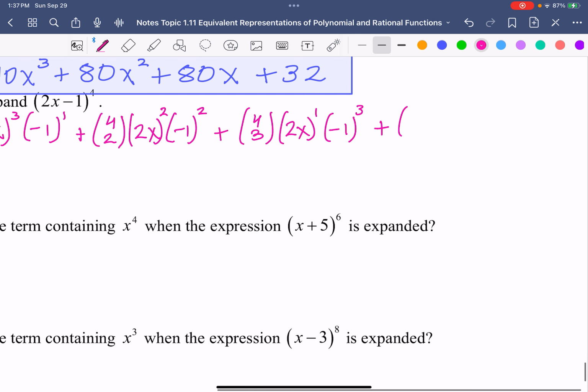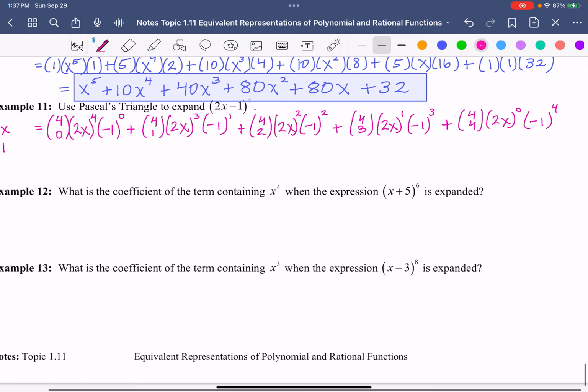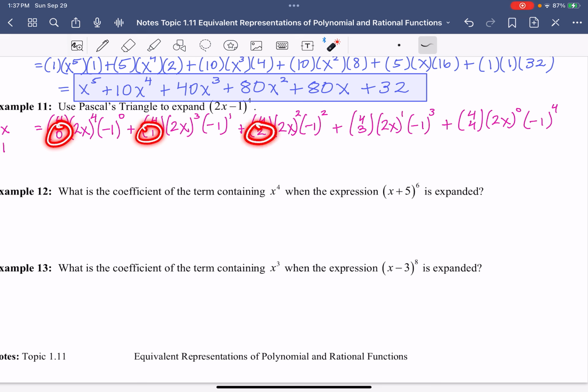And then the last term, 4 choose 4, 2x to the power of 0 times negative 1 to the power of 4. Before you move on, make sure you confirm that you did everything correctly. 0, 1, 2, 3, 4. 4, 3, 2, 1, 0. 0, 1, 2, 3, 4. If that all lines up, then you are good to go to the next step.